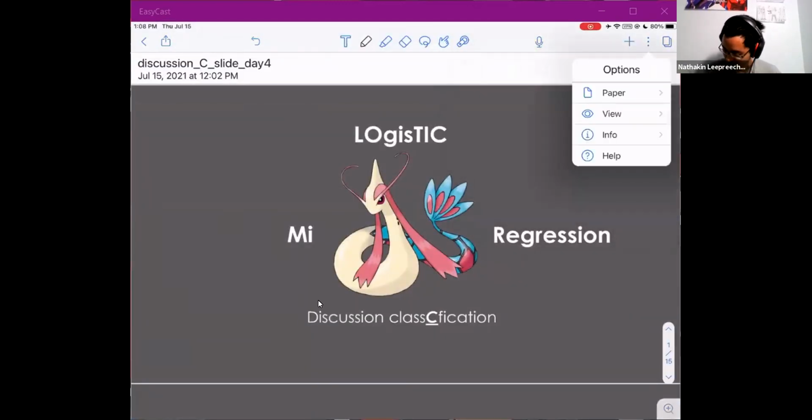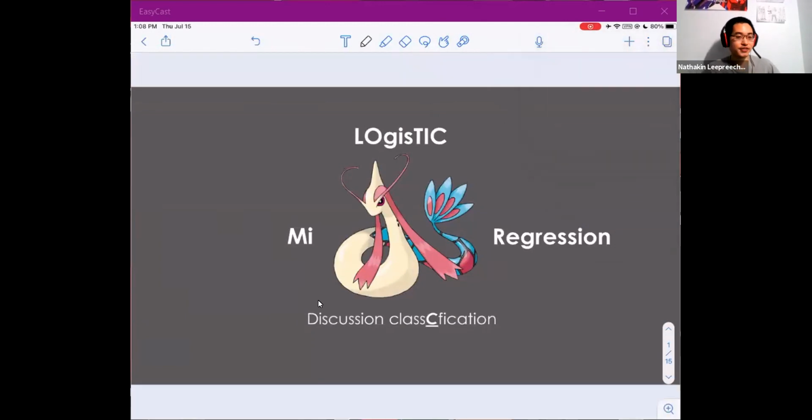All right, everybody. Welcome back to Day 4 of discussions on classification. And today we're going to do some math a little bit and have some familiarity with logistic regression. Haha, if you understand that reference, but not really. We're going to talk a little bit about how logistic regression works and what's the difference between logistic regression and linear regression.